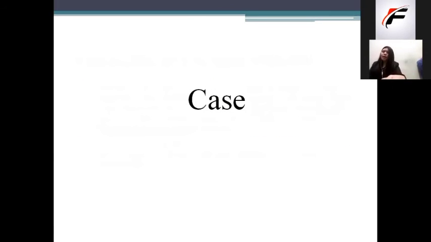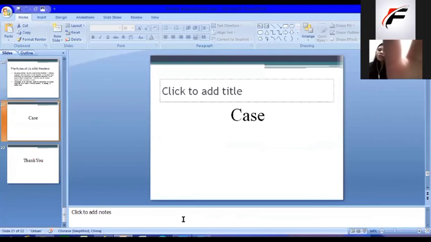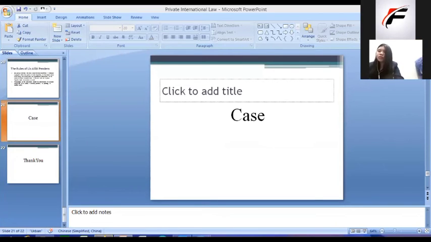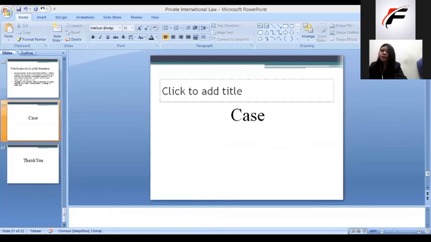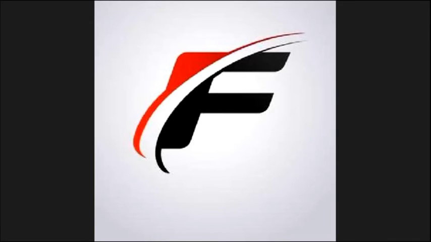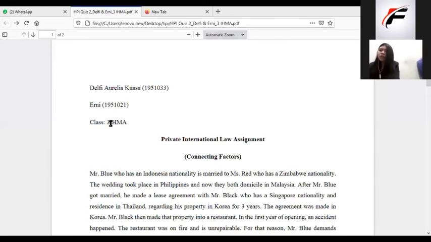So next, I'm going to give cases to see. Start from the cases. This is the example case.